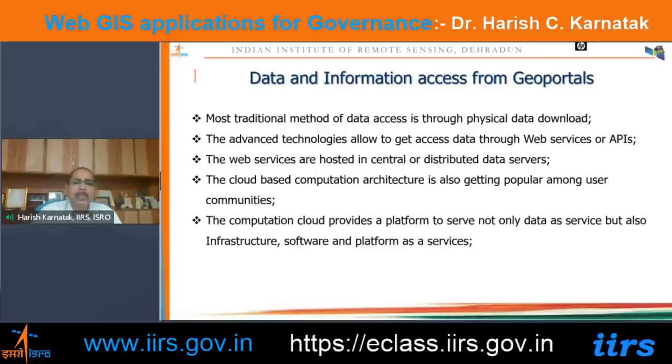So the most traditional method of data access is through physical data download. Suppose you want to take some data from some organization. Think about around 10 years back, how you used to take the data. You used to go there physically, collect some CD or DVD, or copy the data onto a hard disk. That is called physical data transfer from one place to another.